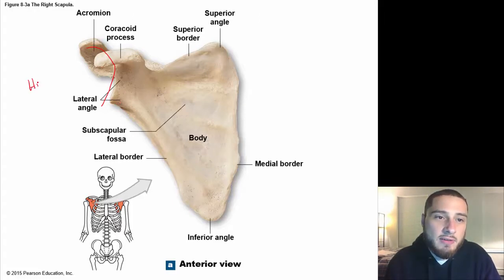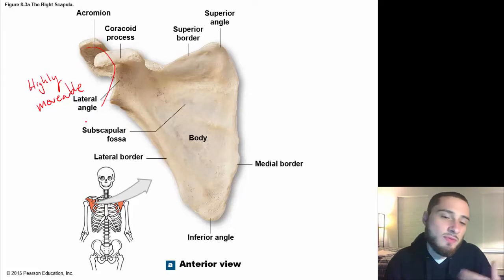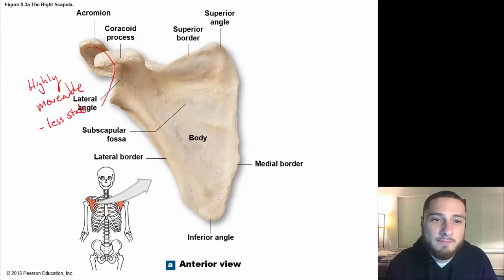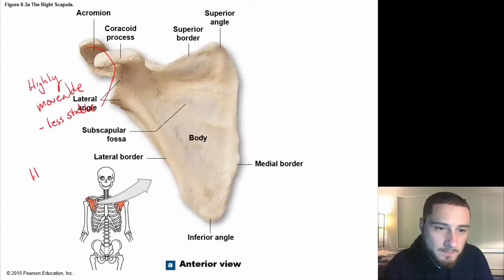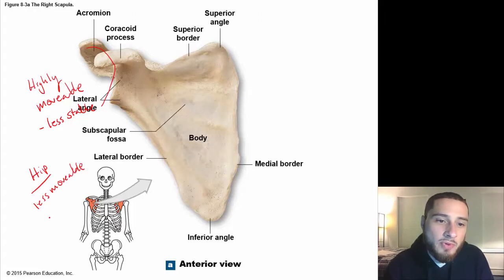All right, highly movable joint, and that's how we're able to throw a baseball. All right, if you notice with your hip, okay, your hip is not as movable, but it's also less stable. All right, when we talk about the hip, it's less movable, but much more stable. So just some things to think about.